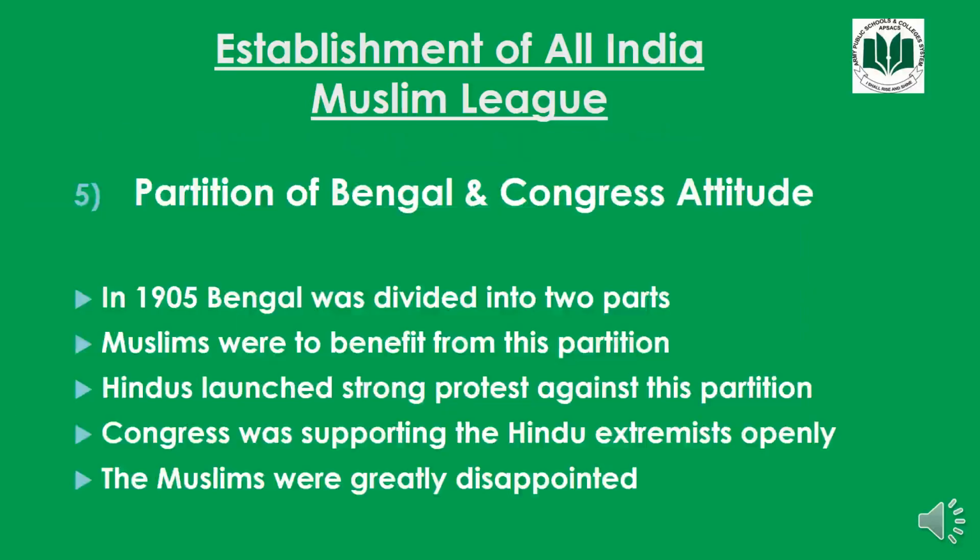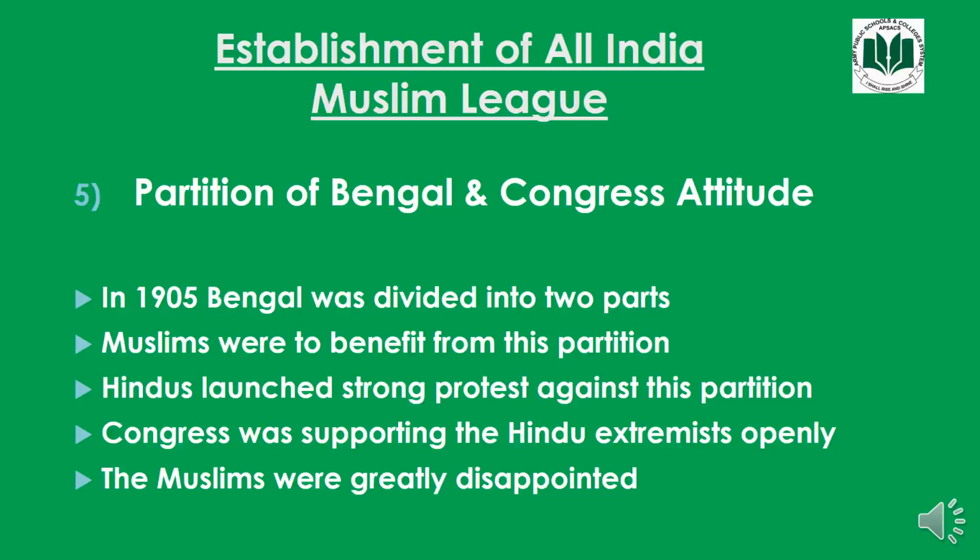The fifth point of the background is that of the partition of Bengal and Congress attitude. About partition of Bengal, we have discussed earlier as well. Just remind those lectures as well. In 1905, Bengal was divided into two parts on purely administrative purposes by the British government. The Muslims were to be benefited from this partition, especially in the eastern wing where the Muslims were in majority.